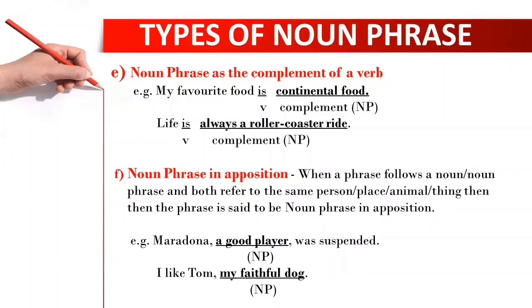Noun phrase in apposition. When a phrase follows a noun or a noun phrase and both refer to the same person, place, animal, thing, then the phrase is said to be noun phrase in apposition. For example, Maradona, a good player, was suspended. Here, the words a good player refer to Maradona. So, a good player is noun phrase in apposition.